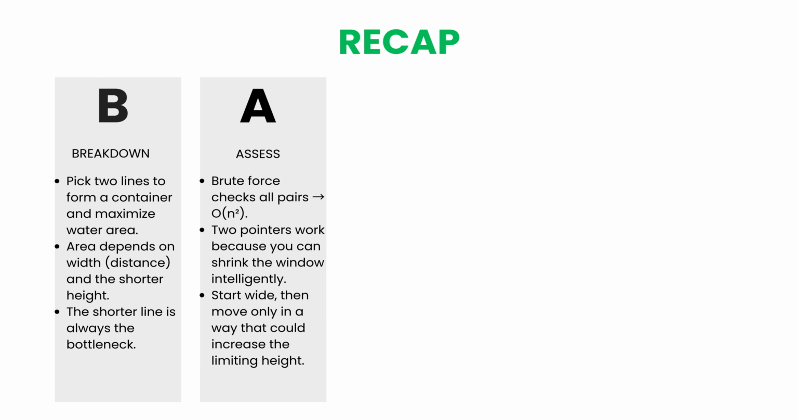A brute force solution would compare every pair of lines, but that quickly becomes O(n squared). The key insight is that you don't need to test everything if you move strategically. Starting with the widest container and shrinking inward only where there's a chance to increase the limiting height leads to a much faster approach using 2 pointers.